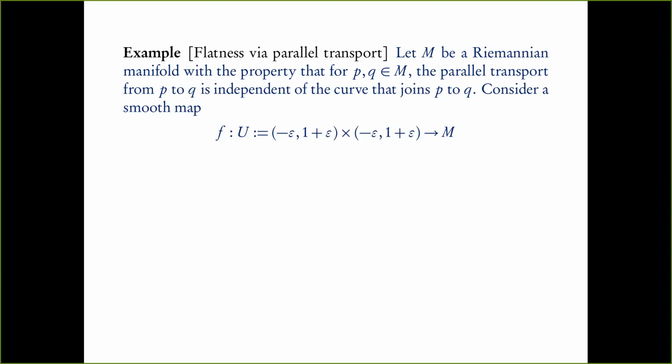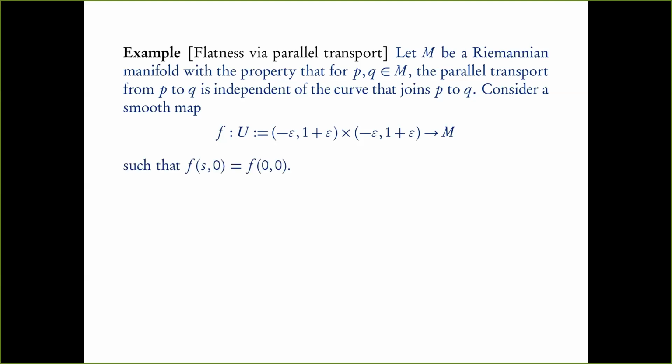Okay. So that's the claim. So let's first get into the middle of the proof. Let's consider a smooth map from U to M. What is U? U is going to be an open box, slightly more than length 1 on both sides. So it's minus epsilon to 1 plus epsilon cross minus epsilon to 1 plus epsilon. So instead of 0, 1 cross 0, 1, it has a thickening of epsilon on all the sides.